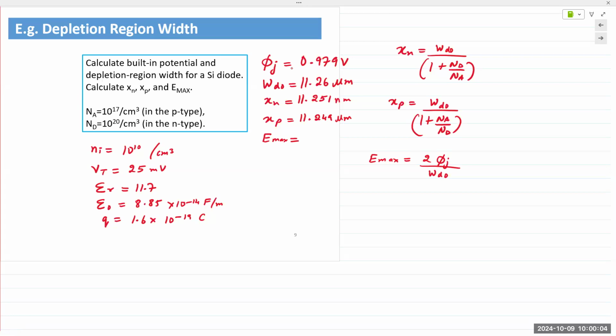Which kind of makes sense because the donor concentration is very high. So it will not extend too far deep into the N-type material. So XN would be a little bit shallow versus XP. All right, we are actually out of time. Anyone have a value for Emax? Or not quite? That should be a simpler one. Phi j divided by WD.